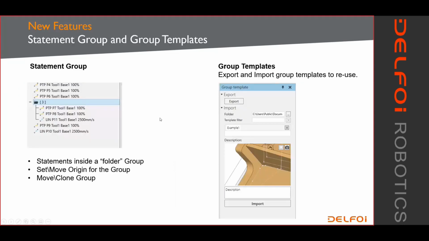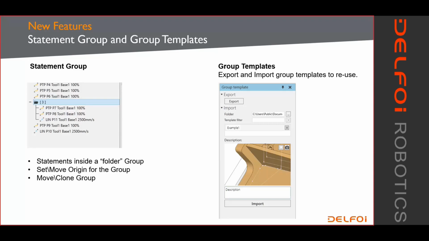So the next new feature is statement group. Basically, that is a new folder structure here on the program panel where you can group anything. You can put points, linear motion, point-to-point motion, but you can also put there welds and other similar statements. So you can group them, and then with this group you can clone, mirror, and you can define origins for the whole group in a totally new way.